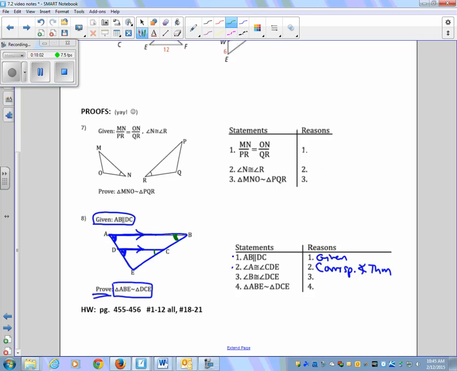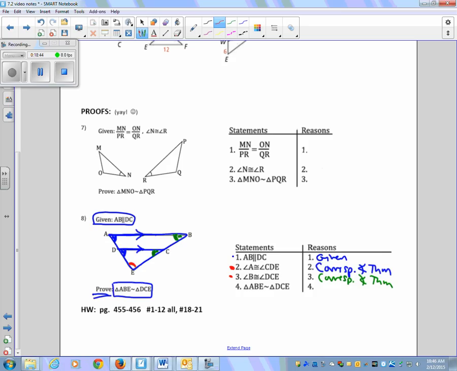Then it says angle B is congruent to angle DCE. Again, corresponding angles theorem. Now, oh, they forgot a step here. We got to add a step in here. Oh, no, we don't. We actually don't, because we don't need all three angles. We could use all three angles because angle E is congruent to itself by the reflexive property, but we actually don't need it because remember, with the similarity postulate, it's just called AA similarity.